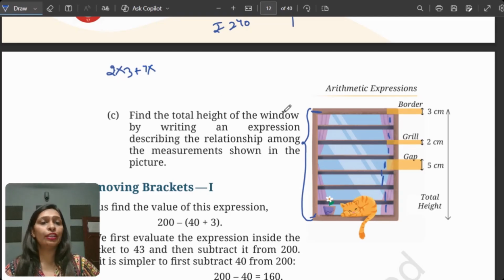And what is the length of the gap? The length of the gap is 5 centimeter. We're done with the gaps here. Then we have the grills. Grill means these rods. What is the width of the rods?